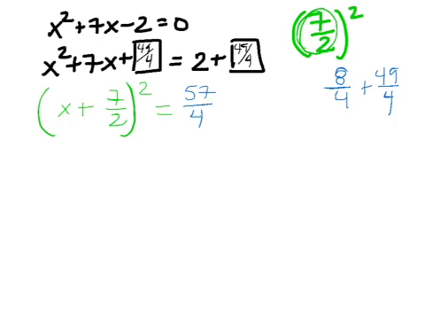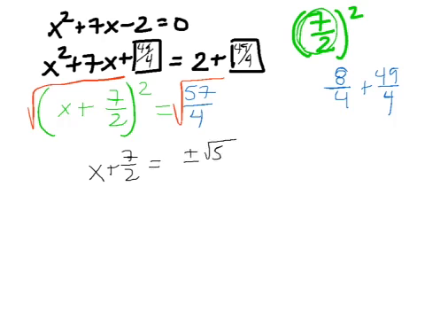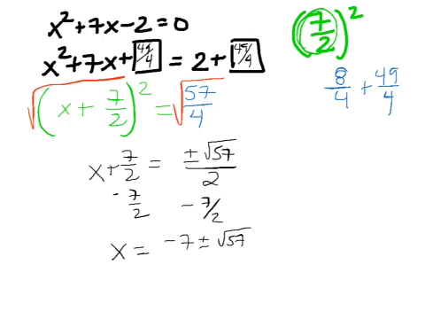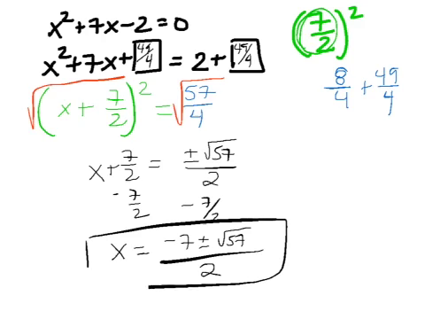And the same thing happens here. We're going to square root both sides. So we have x plus 7/2 is equal to plus or minus the square root of 57 over 2. Subtract 7/2. So x is equal to negative 7 plus or minus the square root of 57 over 2. That's your answer.